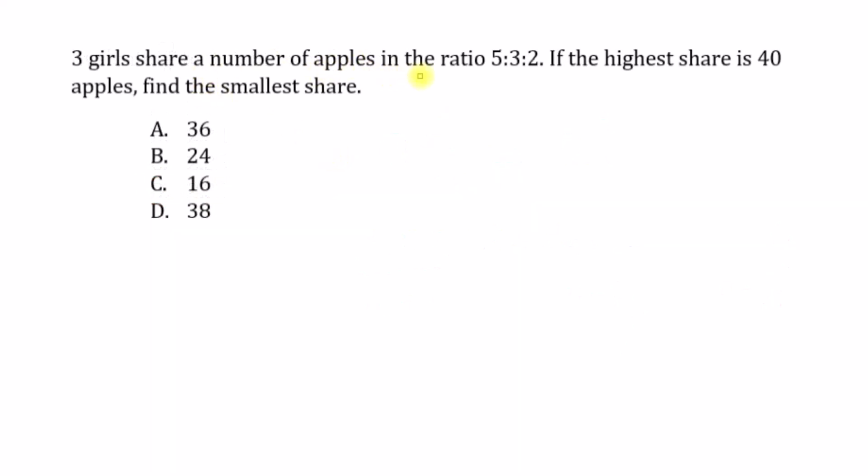Okay, yeah, we have 3 girls sharing apples in the ratio 5:3:2. The highest share is 40 apples. We have to find the smallest share. I don't think you need to sweat yourself so much on this. What's the highest share here? It is 5. Look at what I'm going to do. I'm going to say 5 corresponds to 40, in the ratio that has been shared, and then we want to find what 2 corresponds to, because 2 is regarded as the smallest share.